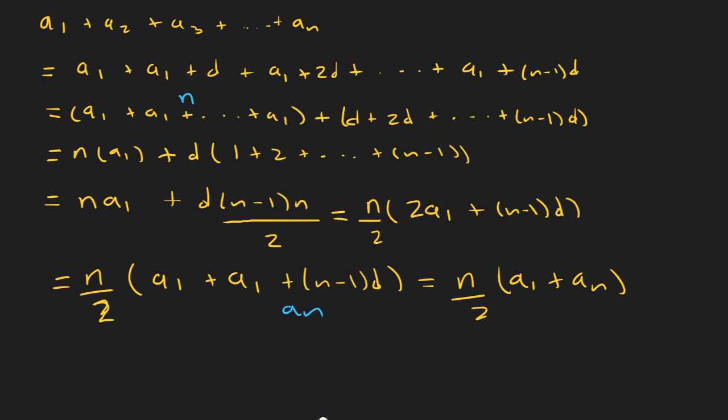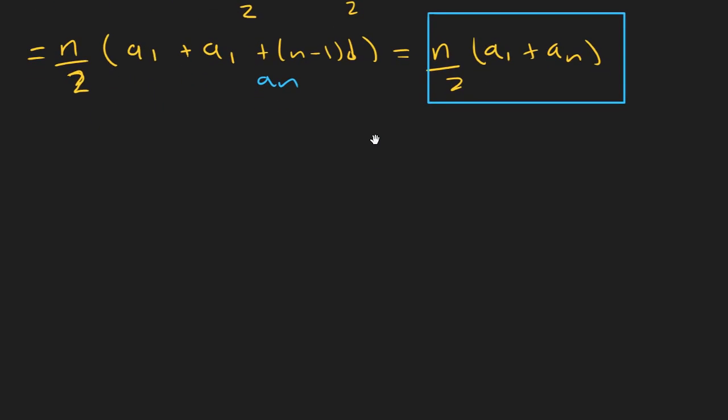So now we have essentially just proven our formula, which of course we could also prove using induction. So now it seems that we do have an explicit formula that can be used for adding up arithmetic sequence terms.